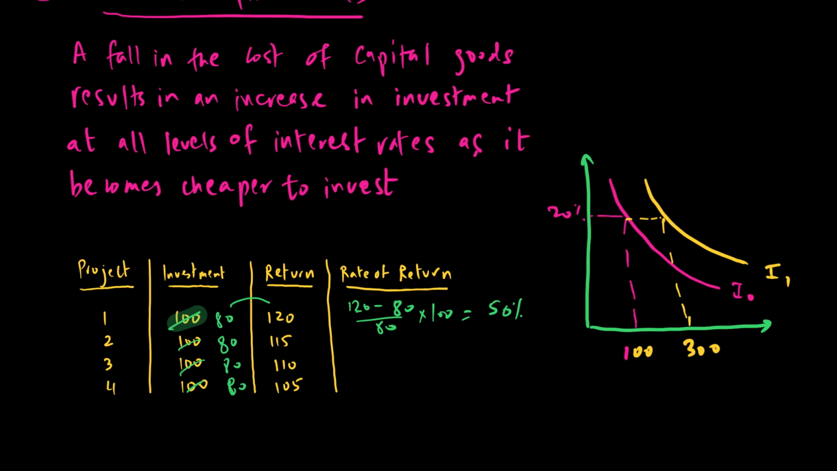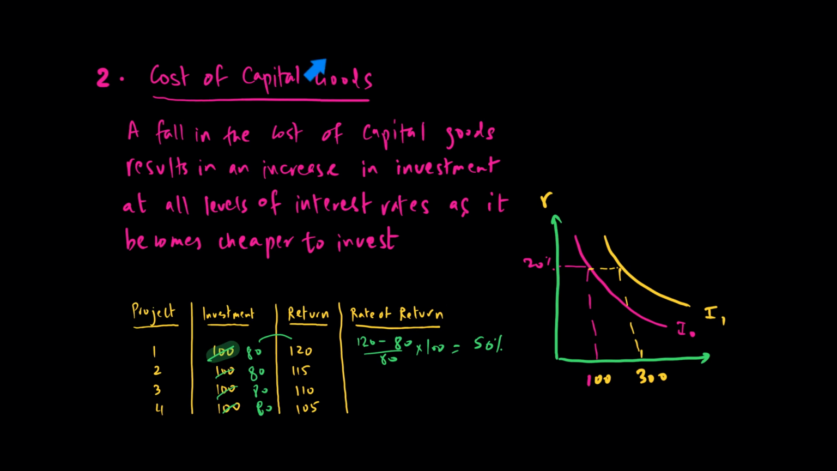While if there's a change in interest rates, it's a movement along the demand for investment curve. But if there's a non-price factor change, like cost of capital goods going down, this is a non-price factor, which means not related to interest rates. So a non-interest rate factor will result in a shift of the demand for investment to the right or to the left, depending on whether the cost of capital goods is going up or down.